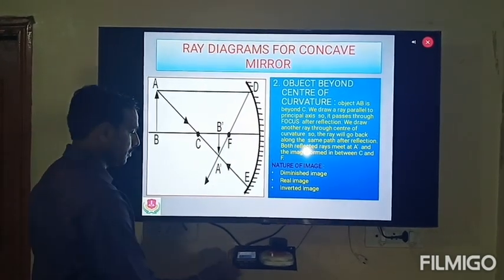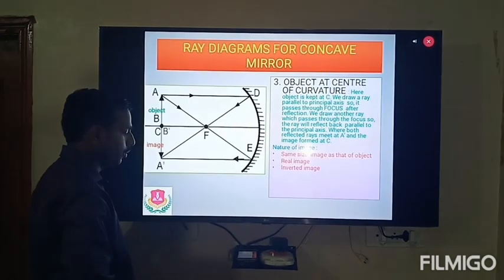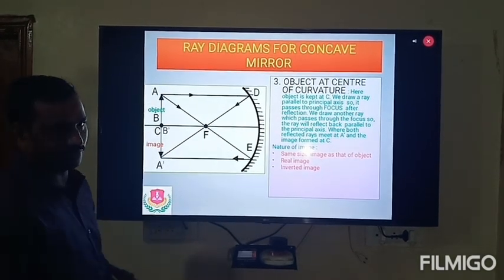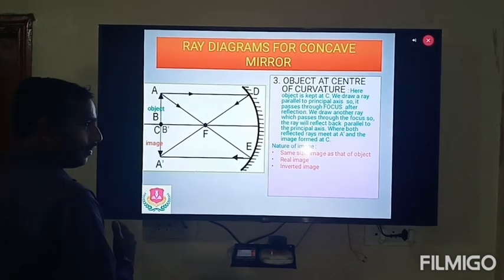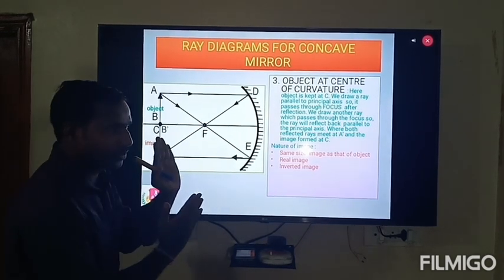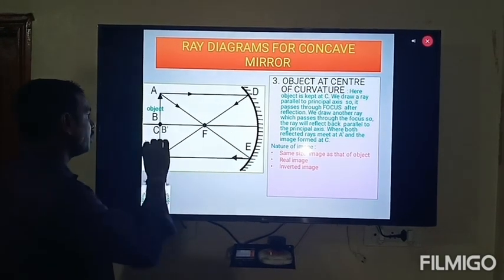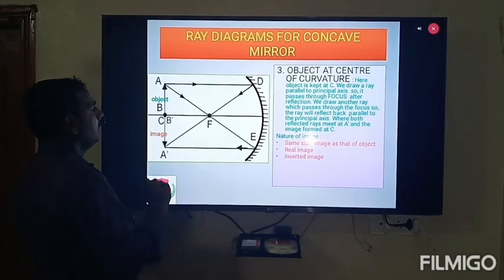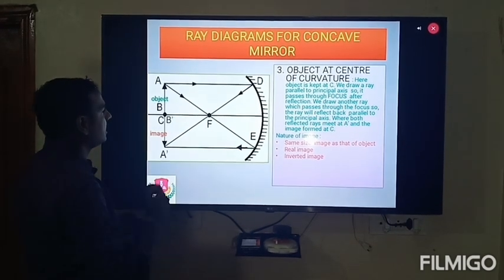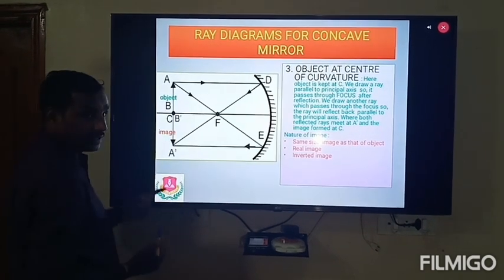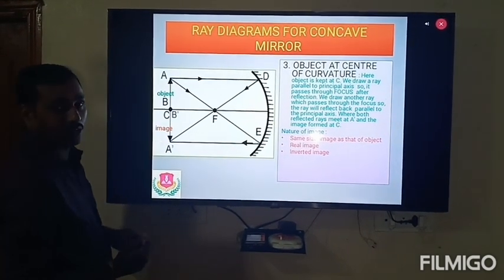In the next case, now see here, object placed at the center of curvature. In the first case it is very far. Now we move just near to the mirror, means it is just behind the center of curvature. Now we place the object at C exactly. See here, this green word says the object.